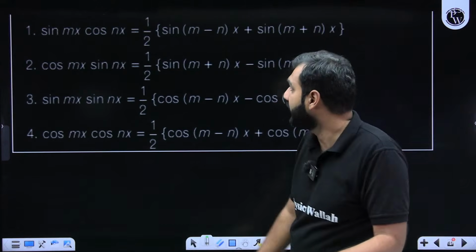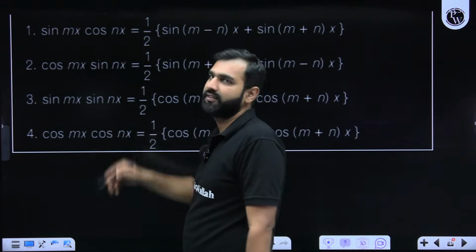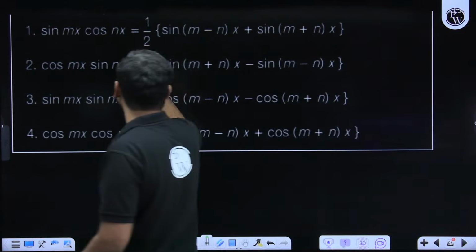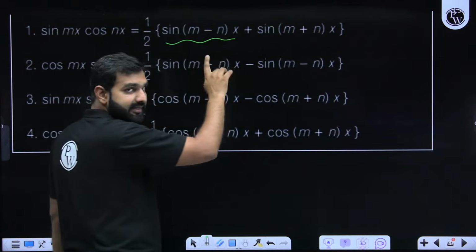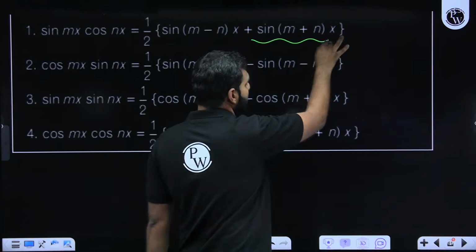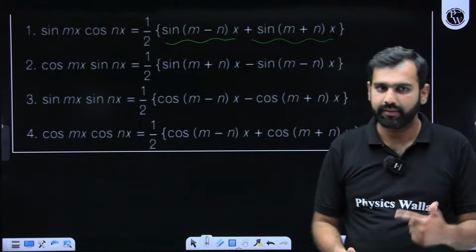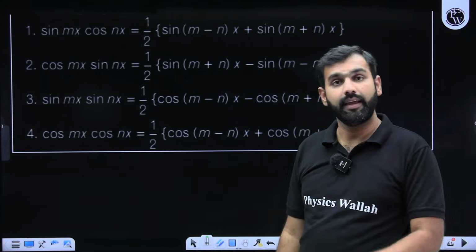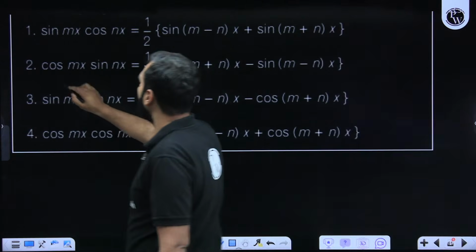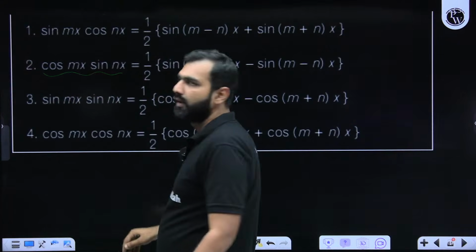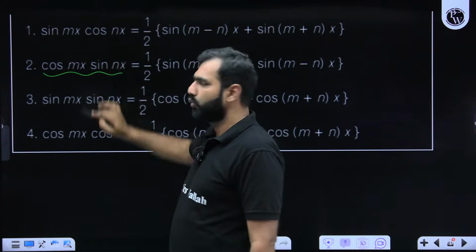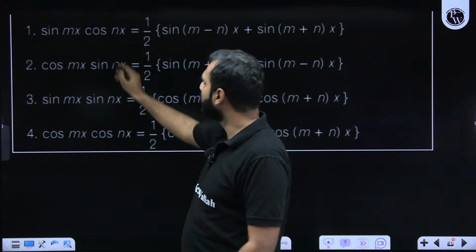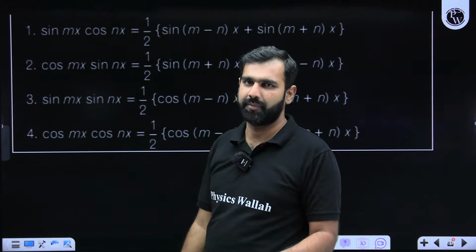So with that, if I'm given sin mx into cos nx, remember this, I will replace it by half of sin of (m minus n)x plus sin of (m plus n)x. Got that? Second one, remember these and memorize these, they are used. Second one is cos mx sin nx. I repeat, either this one or this one, whichever you wish to remember, both are not needed to be learned. Either of these is fine because they are the same actually.